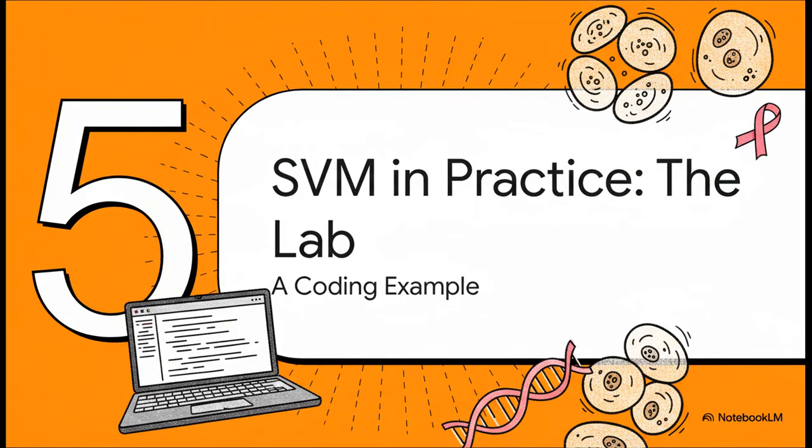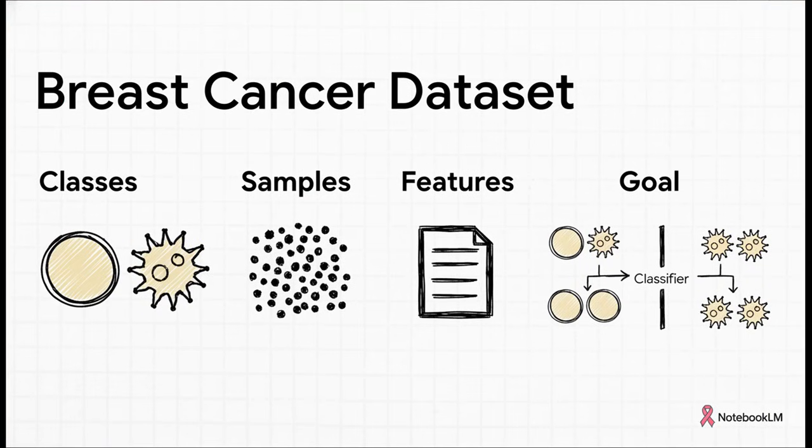All right, theory's done. Now it's time to see how this all works in the real world. We're going to step through a coding lab using the Breast Cancer Wisconsin dataset to see a real SVM in action. For this lab, we're using a classic dataset, the Wisconsin Breast Cancer Dataset. We have data on 569 tumors with 30 different features for each one, things like tumor size and texture. Our goal is simple: classify each tumor as either malignant or benign.